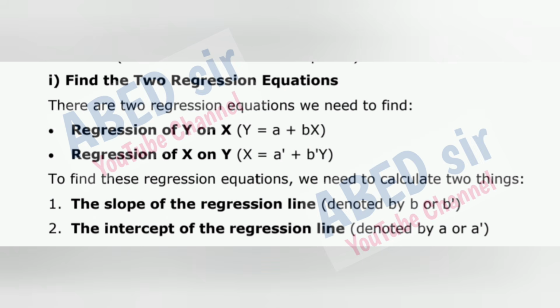Given information. Find the 2 regression equations. There are 2 regression equations we need to find. Regression of y on x: y is equal to a plus bx. Regression of x on y: x is equal to a plus by. To find these regression equations, we need to calculate 2 things: the slope of the regression line, denoted by b, and the intercept of the regression line, denoted by a.